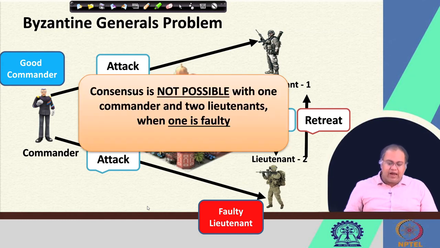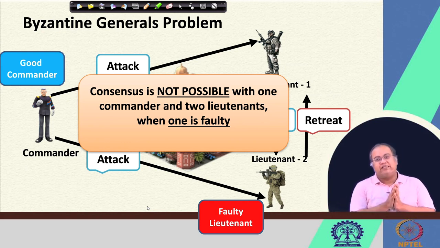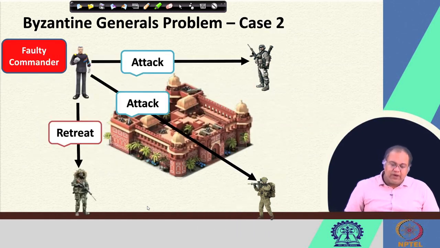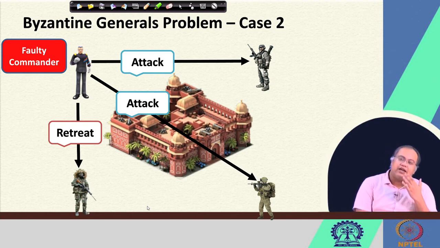Now, what we have seen here is that consensus is impossible with one commander and two lieutenants when one is faulty. So, we cannot make the system Byzantine fault tolerant, although we can detect a Byzantine fault in this case. So, let us try to see a different scenario and see whether we can detect a Byzantine fault and at the same time tolerate it. What we are doing here is just increasing the number of lieutenants. So, rather than a single lieutenant, now I have 3 lieutenants and 1 commander. Let us try to reiterate the same thing.